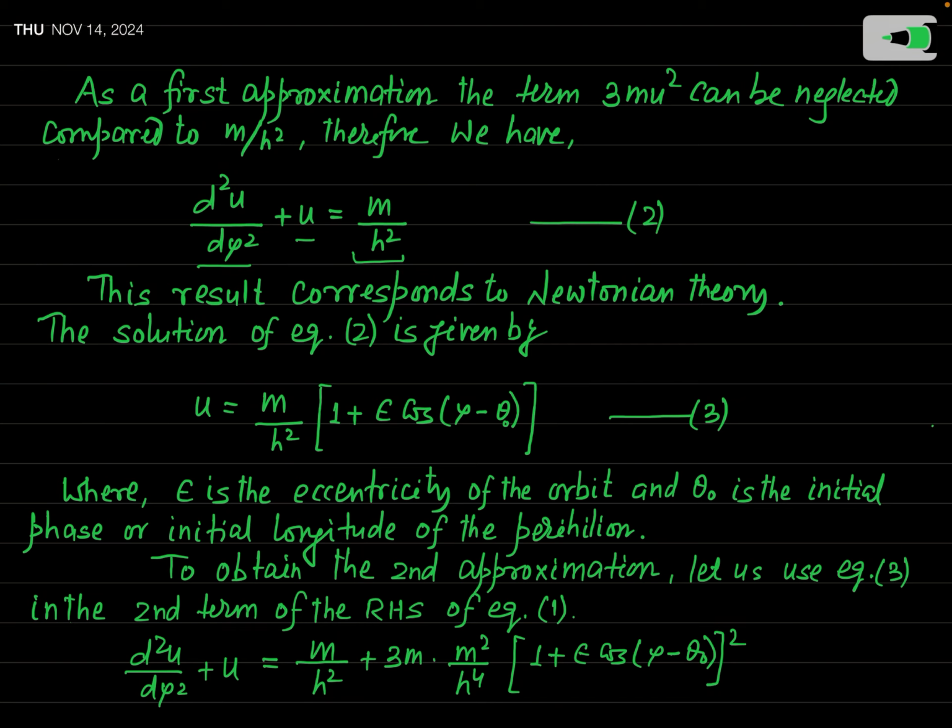And you know, we have also seen in my previous video that this equation is simply the equation of orbit obtained in Newtonian theory. So when you neglect that extra term, the additional term 3mu square, the result is simply the result obtained by Newtonian theory.